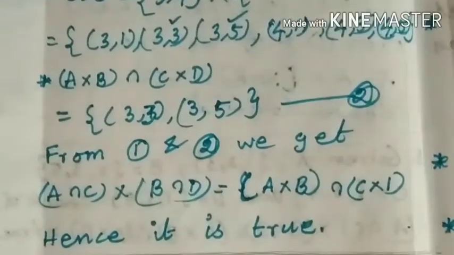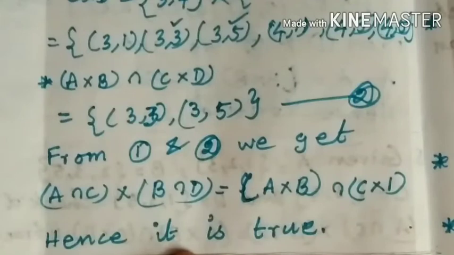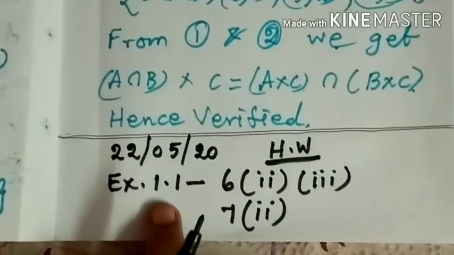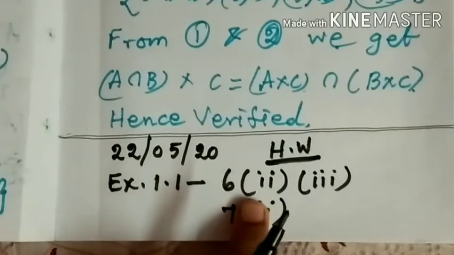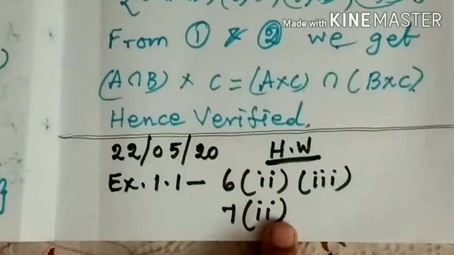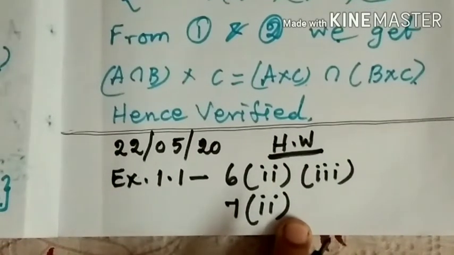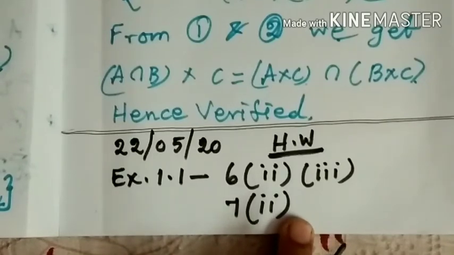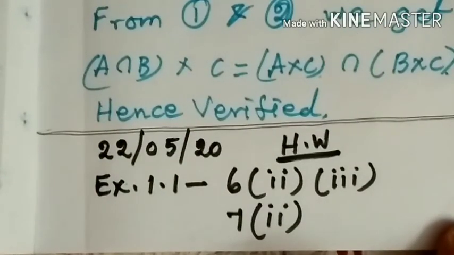Okay students, have a look and correct the homework. Suppose you make a mistake, do it again. Okay. Today's homework: exercise 1.1, 6th question second subdivision and third subdivision, and 7th question second subdivision alone. Okay students, I hope you understand how to calculate the Cartesian product. It is very easy with a little bit of practice. So students, keep practicing at home. Thank you.